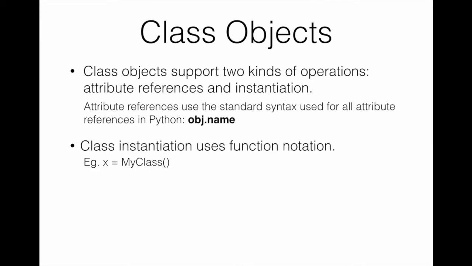If you look at class objects, they support two kinds of operations: attribute references and instantiation. Attribute references use the standard syntax, which is like object.name. And class instantiation uses function notation, like MyClass with open and close brackets.